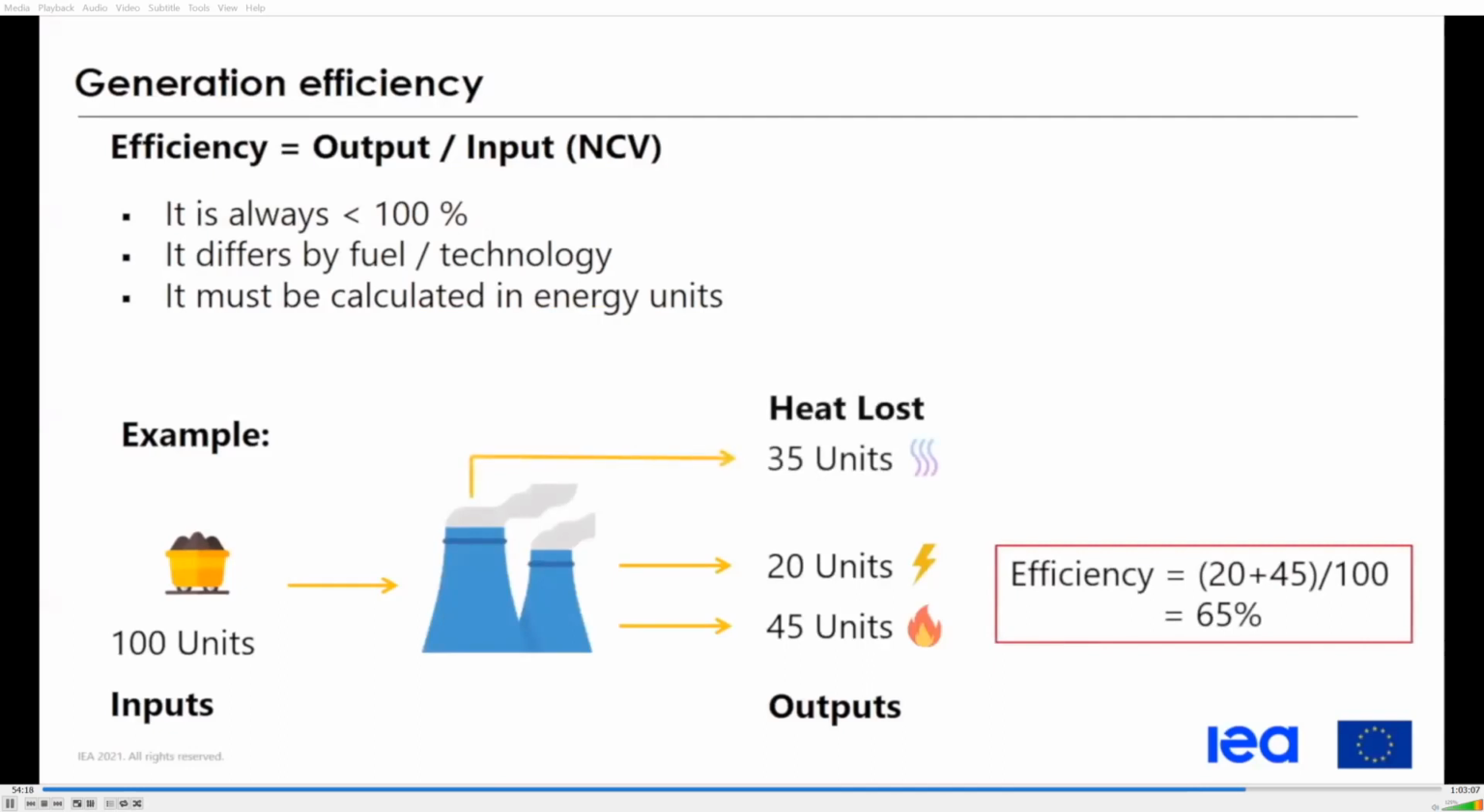The rest, the 45 units lost, are what we call the heat loss and are part of any transformations from one form of energy to another. So, just a reminder, use the same energy units everywhere. Hence the importance in energy balance, as you've seen in other presentations, of picking a correct energy unit.